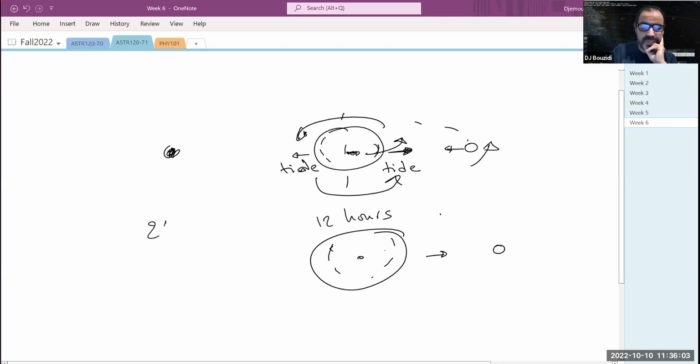That's why in a 24-hour day, you will have two tides per day because of this phenomenon.